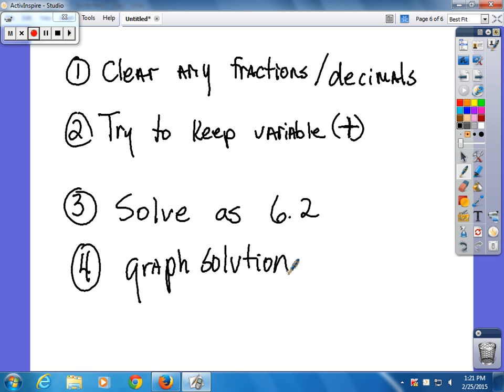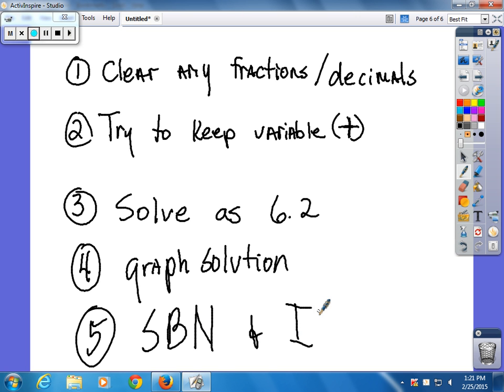This is 6.4. Five, once you graph your solution, put it in set builder notation and interval notation. The reason you need to put it in both is so you can be used to both. I prefer interval notation, but that's just me.